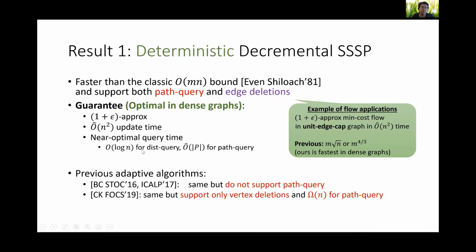Compare with previous work that works against an adaptive adversary as well. One has the same bound, but it doesn't really support path queries. Because of this, there would be no application from that work. Another work by Chuzhoy and Khanna, which we base this work on, only supports vertex deletions, which is more restricted. That's why they only get flow applications for vertex capacity. By the way, their query time for path queries is slower than ours as well.